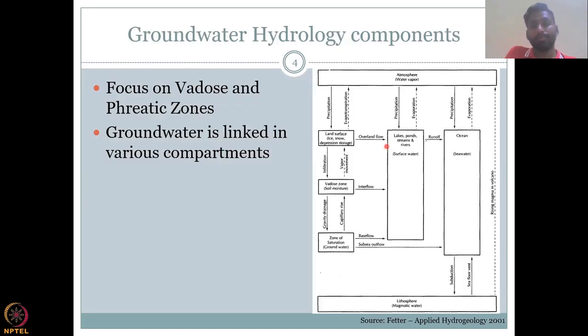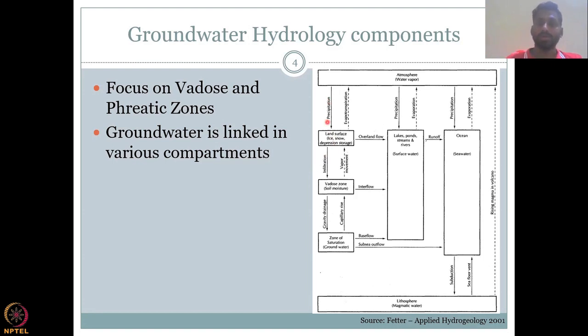So let's look at how groundwater contributes to different components. We started with the vadose zone and then go into the phreatic zone. In other words, we start with the unsaturated zone and then go into the zone of saturation, or saturated zone. And it is very important to link it to the other components of hydrology, especially the surface hydrology components. Let's take a quick look. From the atmosphere, we start with precipitation, which is rainfall. Rainfall can come as ice, snow, and other kinds of precipitation.